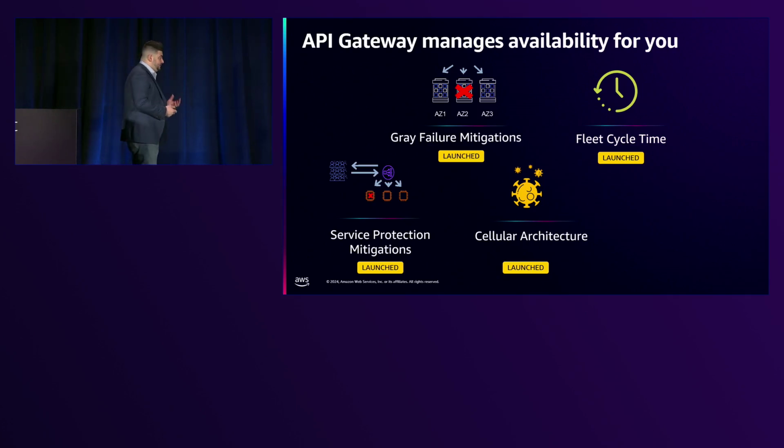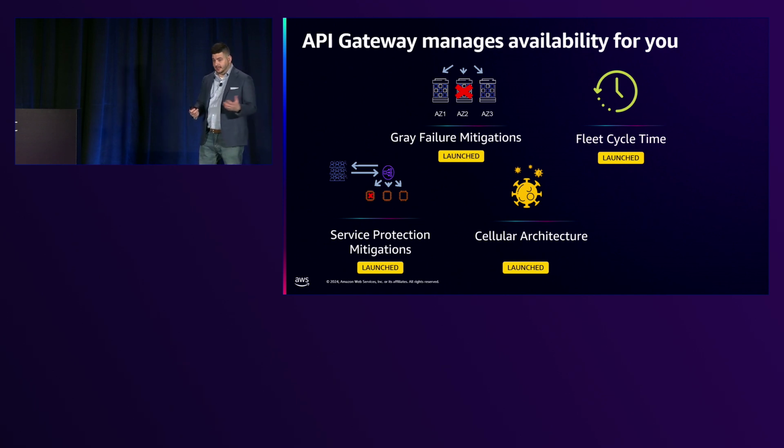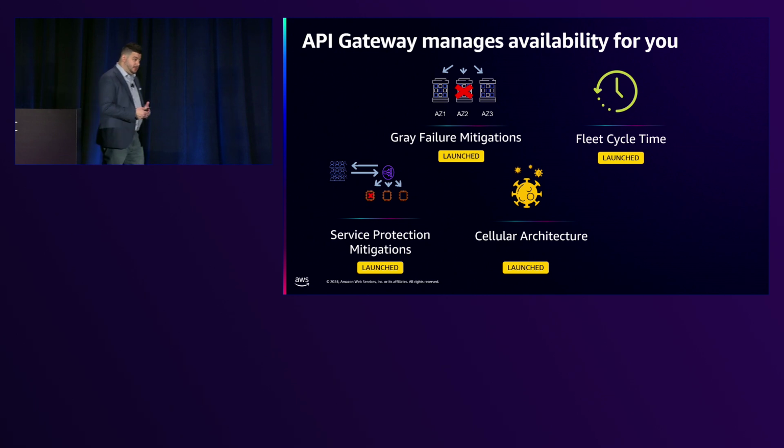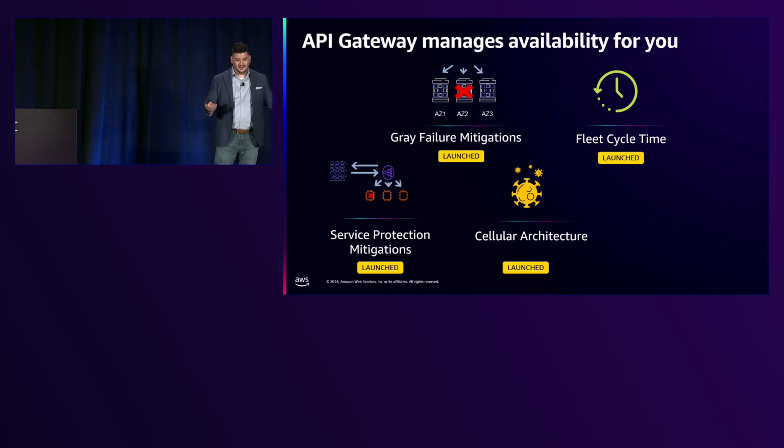On resilience, as I mentioned, we built gray failure detection and mitigation. What that means is API Gateway has the ability to detect network-level impairments and will automatically mitigate and manage that for our customers with no action required. We built a series of service protection mitigations. We integrate with WAF at our scale and on the internet-facing APIs. It's not uncommon to come under a DDoS attack.